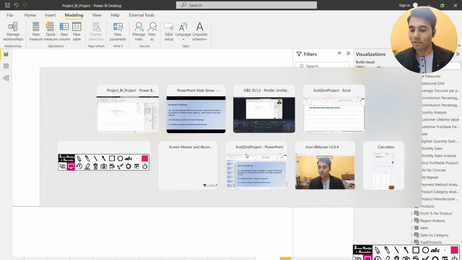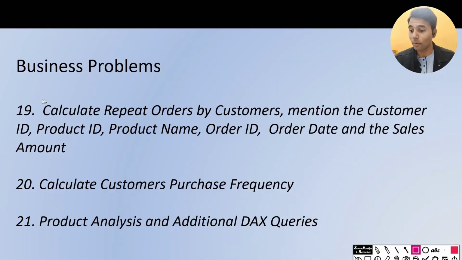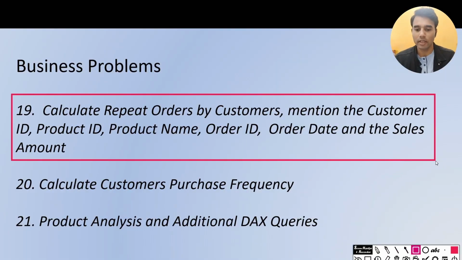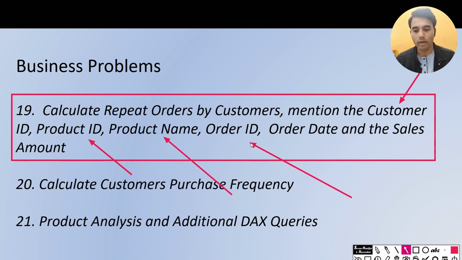Let's try and understand what business problems we have for today. So let me go to my PowerPoint. The first question that we have today is to calculate the repeat orders by customers. We have to mention the customer ID, the product name, the order ID, the order date, and the sales amount.